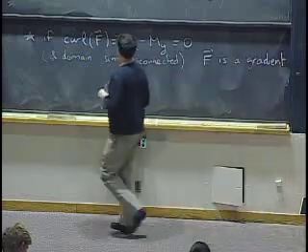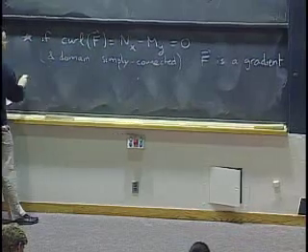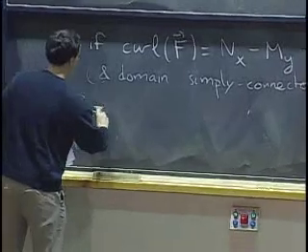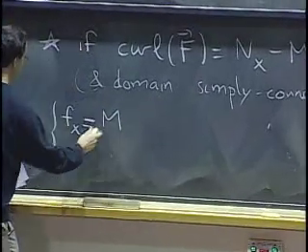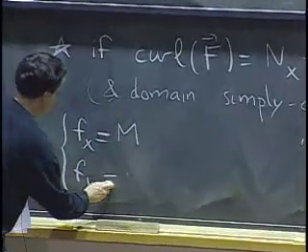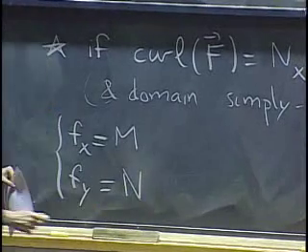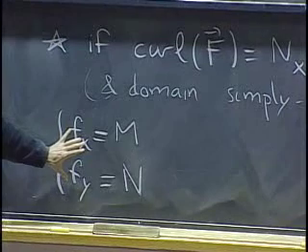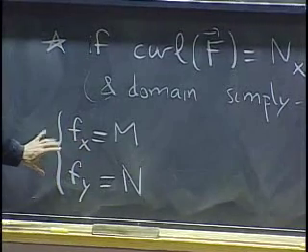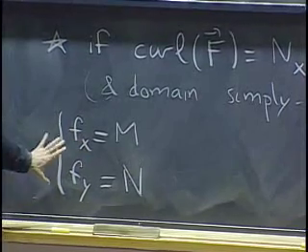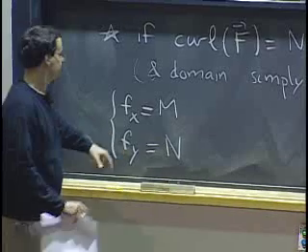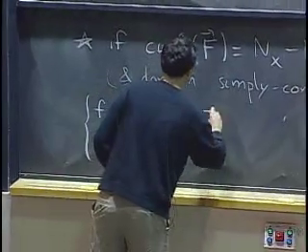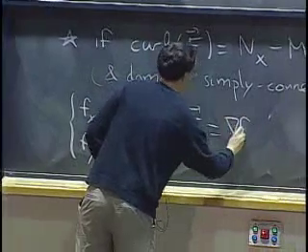So that means, just to make it more concrete, that we can find a function little f called the potential such that its derivative with respect to x is M and its derivative with respect to y is N. We can solve these two conditions for the same function f simultaneously. That's the same as saying that the field big F is the gradient of little f.